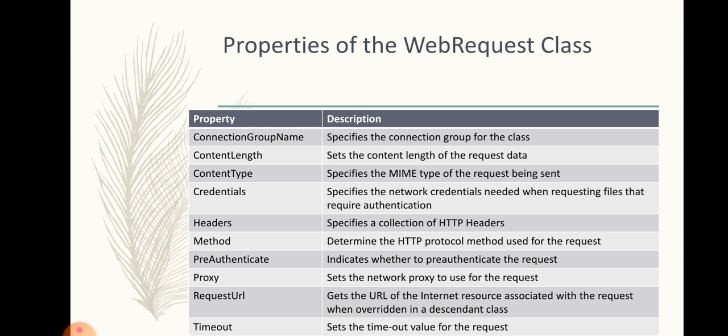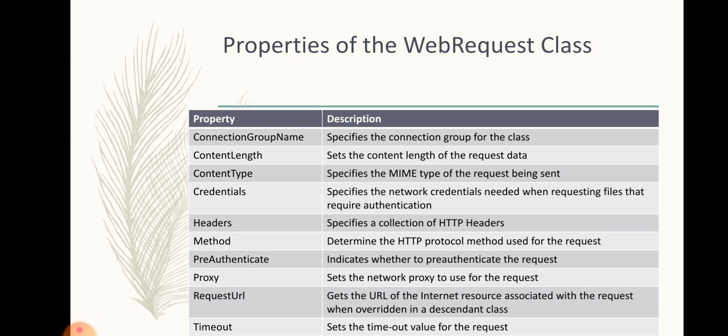First one is the connection group name. Specifies the connection group for the class. Next, content length. Sets the content length of the request data. Content type specifies the MIME type of the request being sent. Credentials specifies the network credentials needed when requesting files that require authentication. Credentials means username and password.